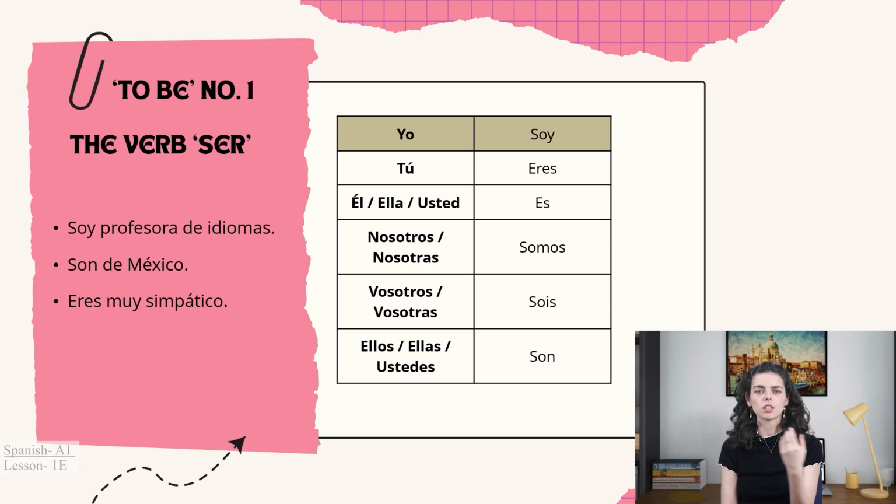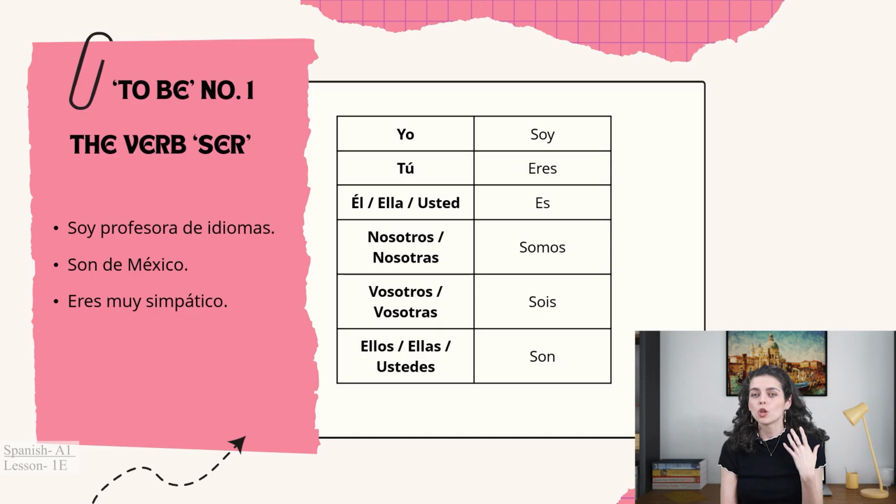Yo goes with soy. Tú goes with eres, you are. Él, ella, usted, es. Nosotros o nosotras, somos. Vosotros o vosotras, sois. Ellos, ellas o ustedes, son. Notice that the subject pronoun is missing in the examples that I gave you. It doesn't say yo soy profesora. It says soy profesora without the yo, the I.